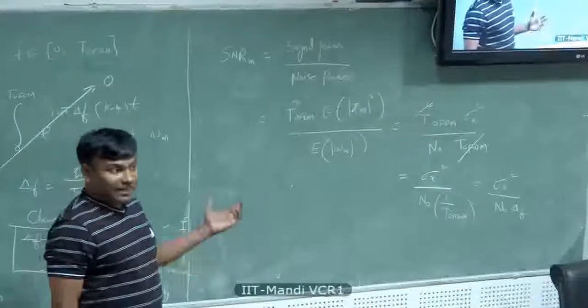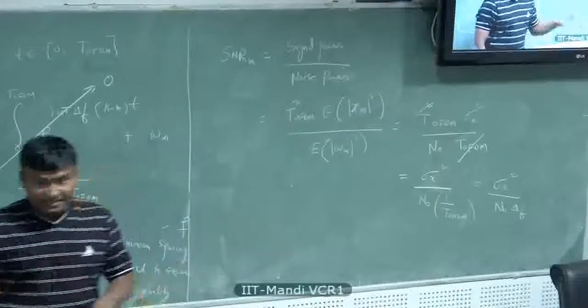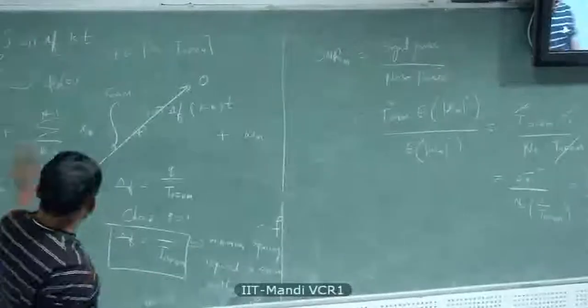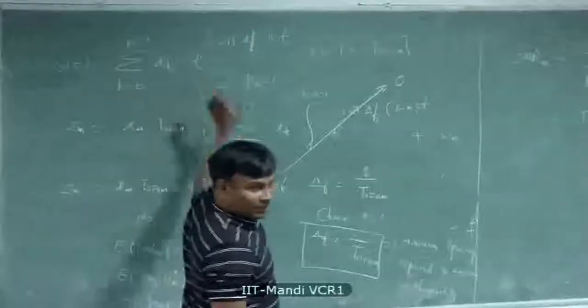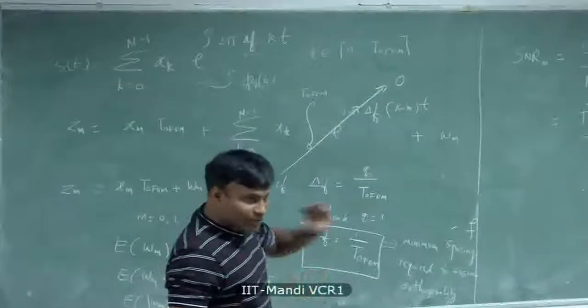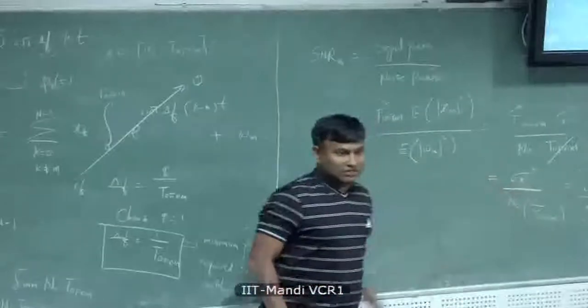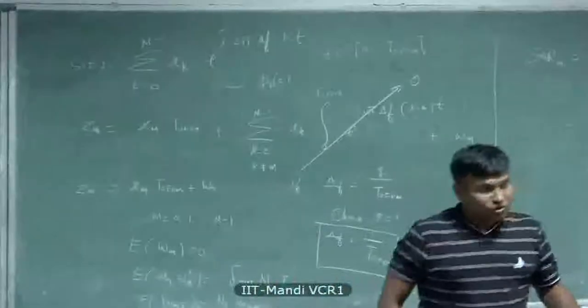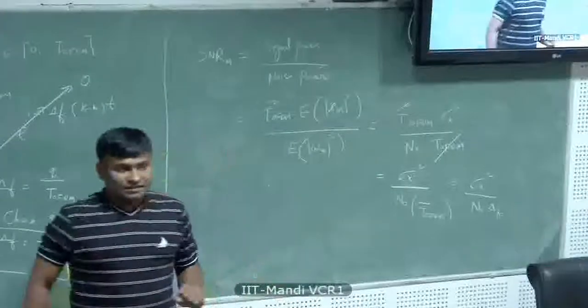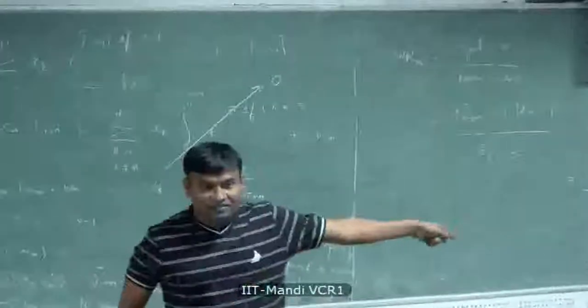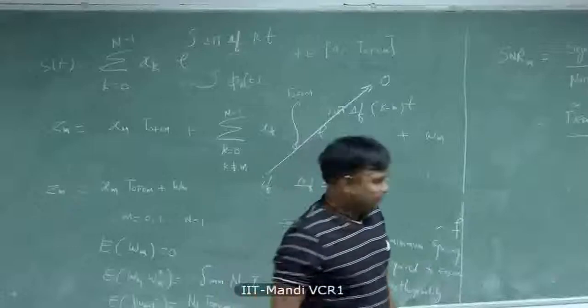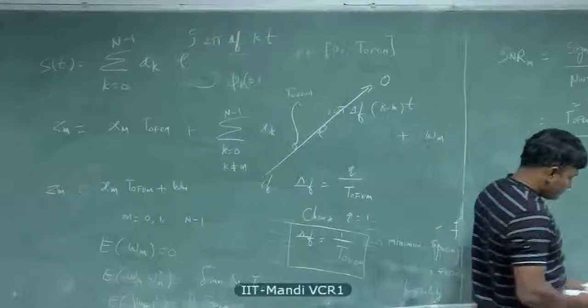Well, you may ask, is it the maximum possible signal to noise ratio? I'm not going to prove it, but you might have seen this orthonormal representation in many places, and it can be shown that indeed this is the maximum signal to noise ratio that you can ever achieve. In other words, there is no other receiver that can give you a higher signal to noise ratio than this quantity. Maybe there is another receiver, but it will still give you the same signal to noise ratio. Okay?